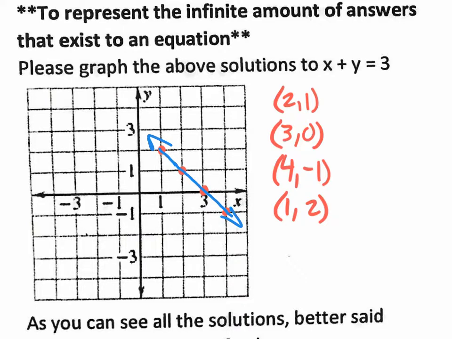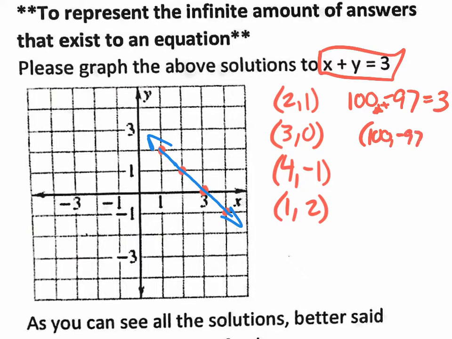So let's go back to this x plus y equals 3. I could even say 100 plus negative 97 equals 3, right? So I could write that as a coordinate 100, negative 97. And if I did go out from the origin 100 way over here, and then go down negative 97 way down here, it will perfectly line up with the line that we have. 100, negative 97, it's way down there somewhere. So this blue line right here actually represents every single answer that exists to x plus y equals 3.